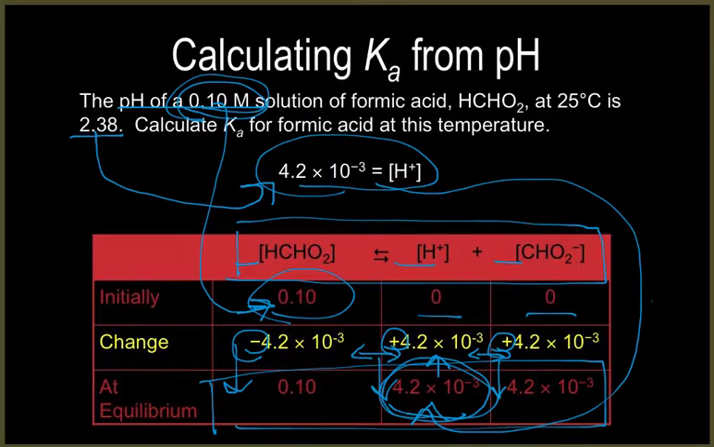Just something to notice here, this looks kind of weird because you're starting with 0.1 and you're ending with 0.1 in equilibrium. If we look and see how small this value is, 4.2 times 10 to the negative third, when I subtract that from 0.1, it's basically the same thing. When I round to my sig figs, it rounds back to 0.10. So don't be alarmed if you end up with the same thing. That's just because the number you subtracted was such a small number.